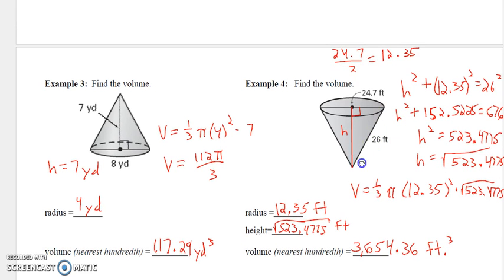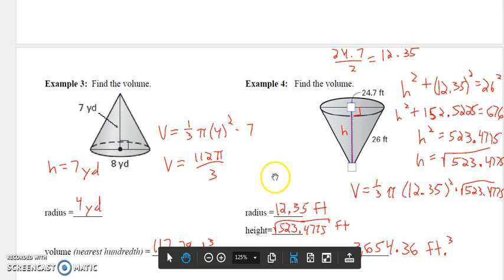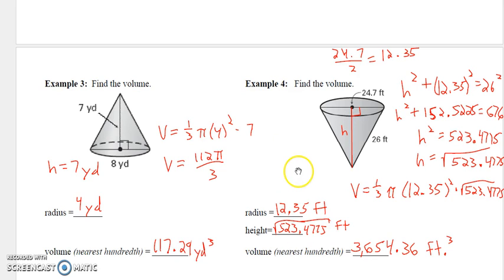Okay. Now, they gave me the radius, 12.35, and then they gave me the slant height, but they did not give me the height. And I need the height to find the volume. But if you notice, the height is always perpendicular to the base. That's why we put in this right angle here. So it's a right triangle in there. So I'm going to do the Pythagorean theorem.